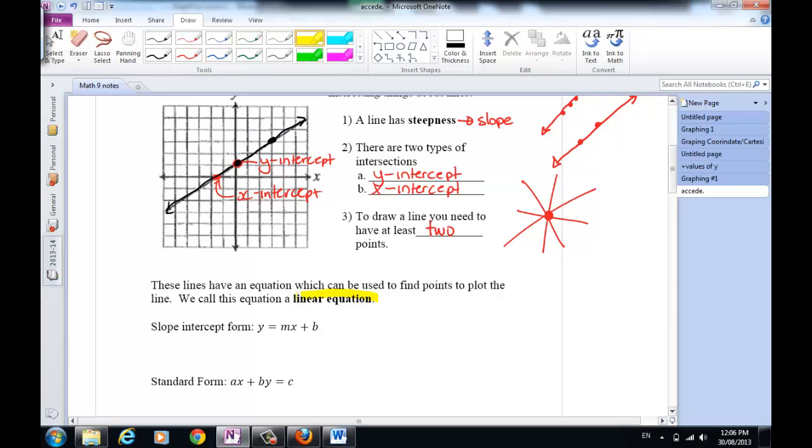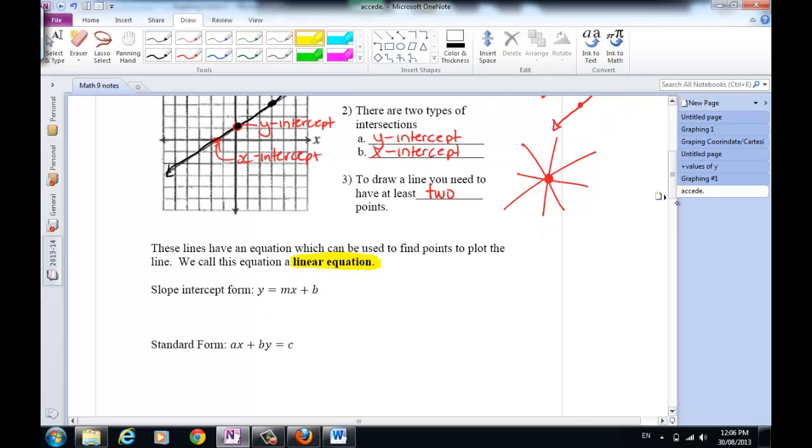Okay, so all these are is linear equations. There's lots of different forms. So we have slope-intercept form. We have standard form. We also have general form. Okay, and this is ax plus by plus c is equal to 0. Okay? So there's lots of different forms.